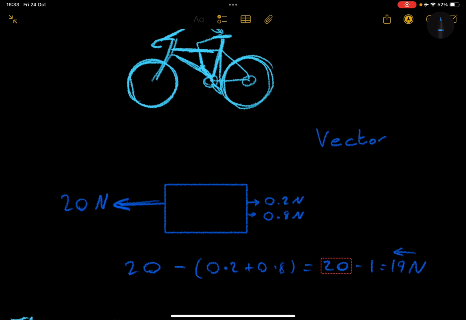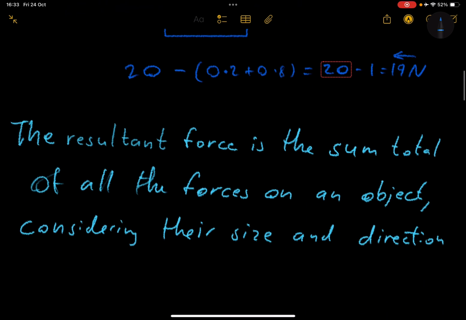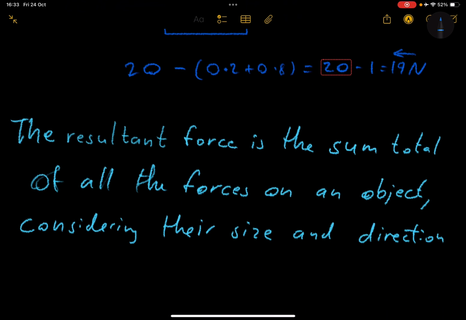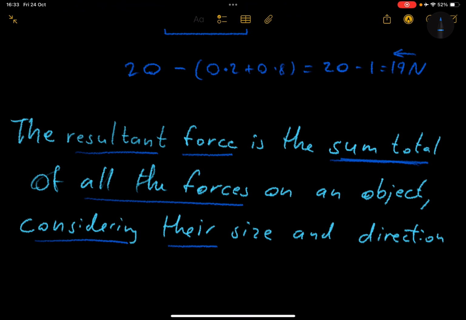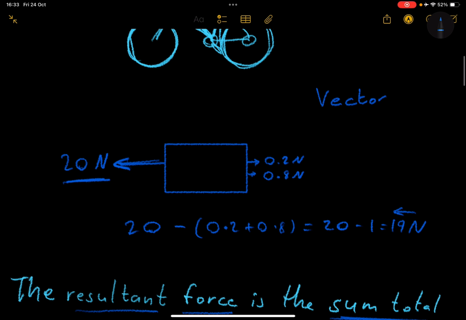I'm going to show you some examples which are very similar to questions I'm going to give you in the worksheet. But here is a simple definition of a resultant force. The resultant force is the sum total of all the forces on an object, considering their size and direction, just as we said before. So the size of this force here is 20 newtons to the left. The size of these two is 1 newton to the right. And there we go. We just find the sum total.